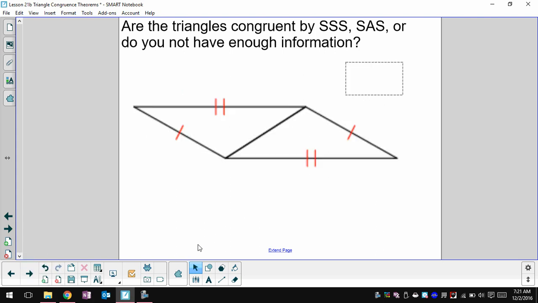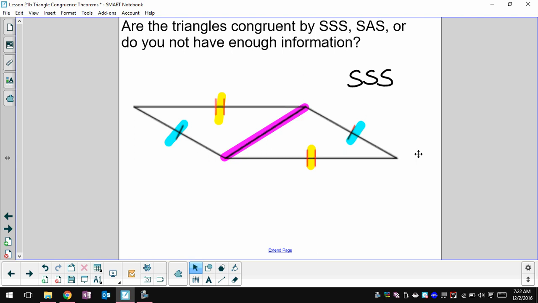We'll do one more together. Here I have one pair of sides congruent to each other, one pair of corresponding sides. There's another pair of corresponding sides. And I also have the reflexive property showing up here again. Since these two triangles are kind of smashed together, they share this side. That means that side is congruent in both triangles. So I have three pairs of congruent sides, which tells me these triangles are congruent to each other by side-side-side.